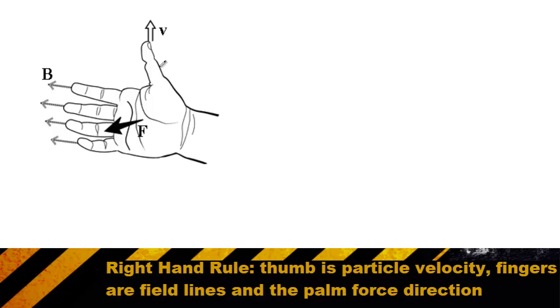In the right-hand rule, your thumb indicates the velocity of the charged particle. Perpendicular to the velocity are the field lines of the magnetic field. And perpendicular to both the field lines and the velocity is the force of the magnetic field, which is shown by the direction your palm is facing.